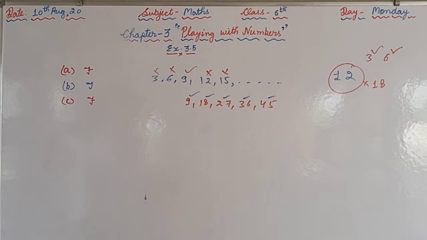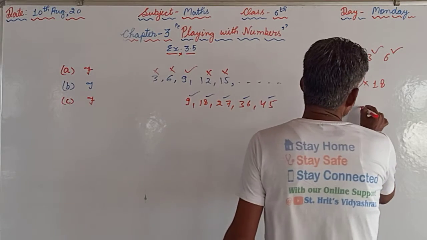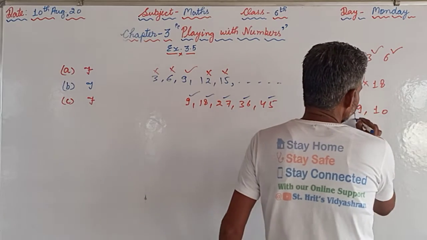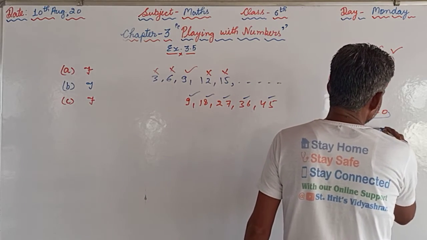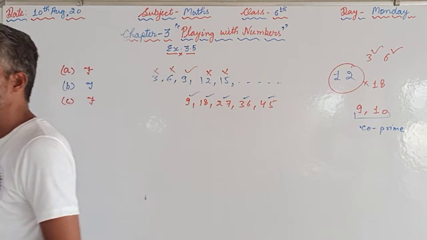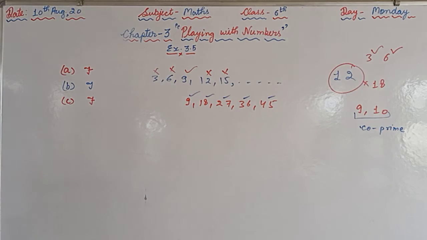Now D, if a number is divisible by 9 and 10 both, then it must be divisible by 90. Yes. Why? Because 9 and 10 both are co-prime. Why are these numbers co-prime? Because they have 1 as their only common factor. Okay, so these are co-prime.